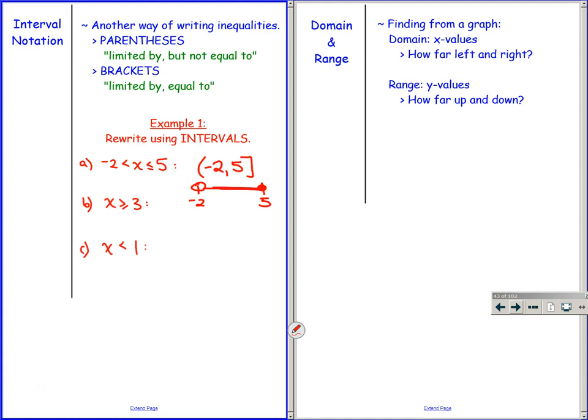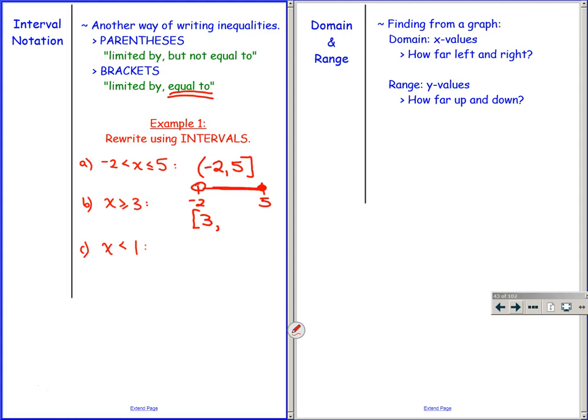Okay, letter B. What would the interval be for that one? If it helps, interval notation says how low to how high, how left to how right, a lower value to a higher value. What is it limited by on this side, and what is it limited to on this side? What is it limited to on the left? 3. Bracket or parenthesis? Because the key of the bracket is the or equal to. So bracket with the 3, but how high can this value go?